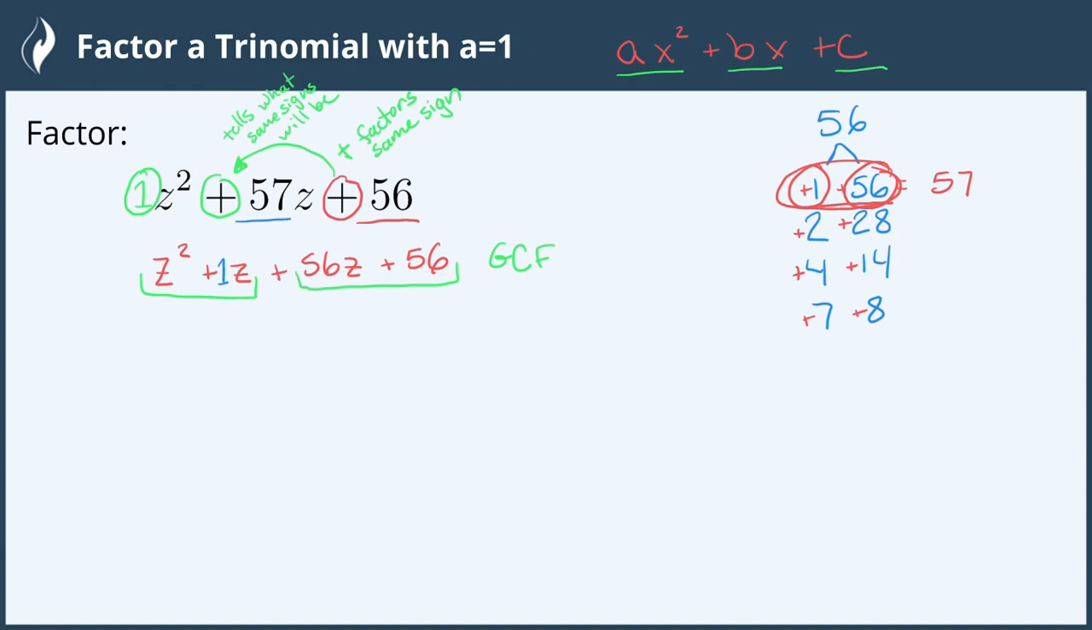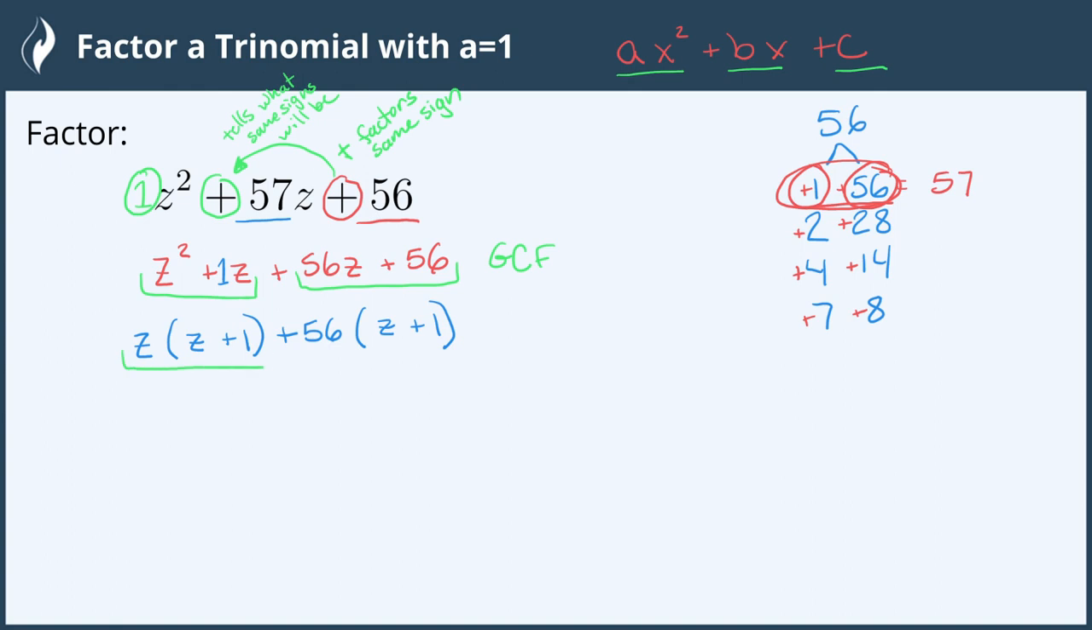So now we factor by grouping and take out the greatest common factor. We look at the first 2, and the only thing in common is a z. So we'll take the z out, and z squared divided by z leaves us z. And then z divided by z is 1, so we can put a 1 there. Then on the next 2, we're going to add, because they're both positive, and the greatest common factor is a positive 56. So we'll take that out, which leaves us just z. And positive 56 divided by positive 56 is 1.